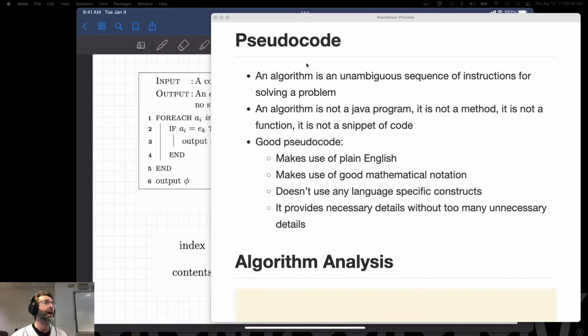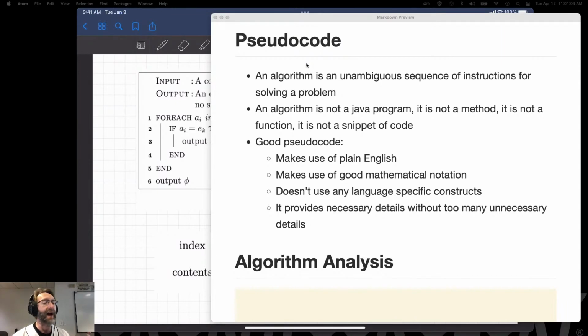Right? It's not Python code. It's not a Java class. It's not a C function, etc. It provides the necessary details without providing too many unnecessary details. So it's Goldilocks, right? It's not too hot. It's not too cold. It's just right. And again, if I could give you rules to follow to write pseudocode, then guess what? You have a programming language, right? So there aren't any rules that you have to follow.